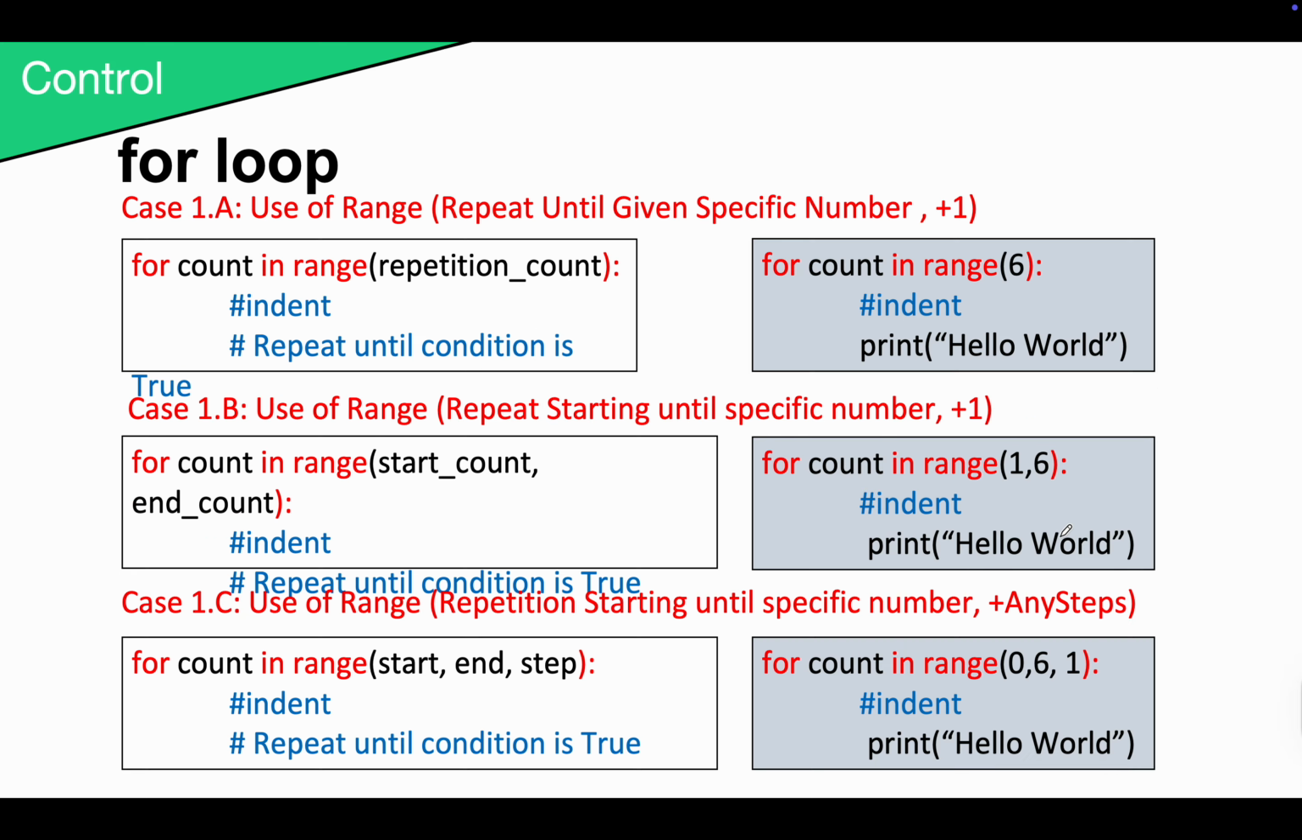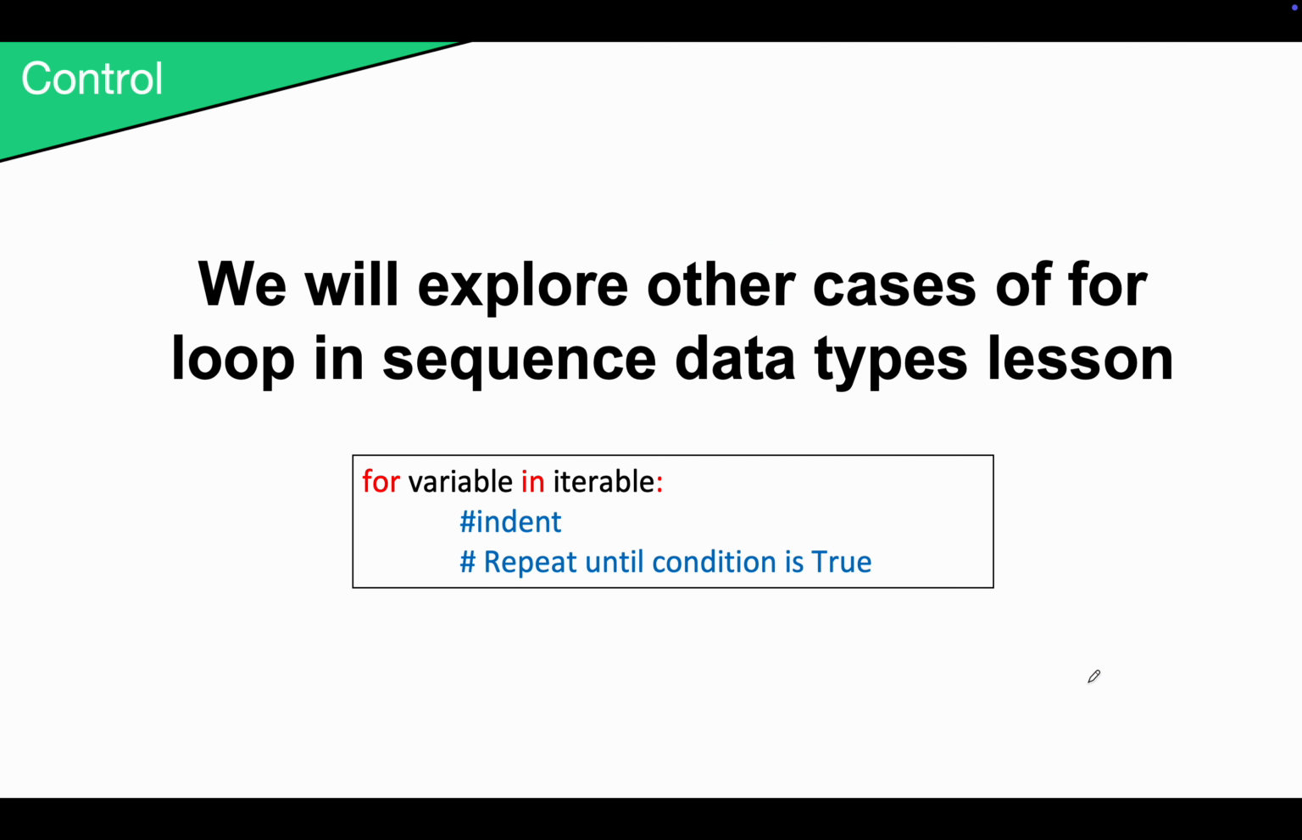Okay, see, you can set just how many times, or you can set where to begin and where to end, or you can change the number of steps. Okay, and in the future we're going to explore another use of the for loop. It's still the same, but instead of range we're going to use an iterable.